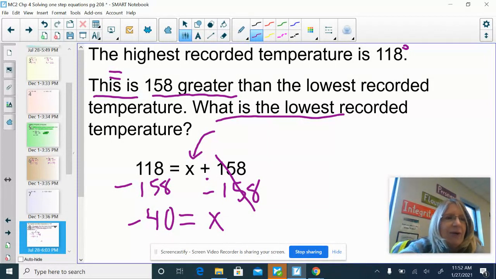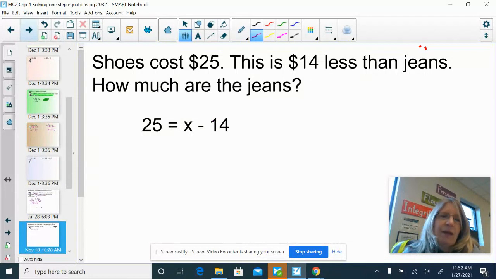Okay, I think we have one left, guys. Shoes cost $25. And then here this is your equal sign. This is $14 less than the jeans. How much are the jeans? So we're looking for the jeans. And the shoes are 14 less than the jeans.